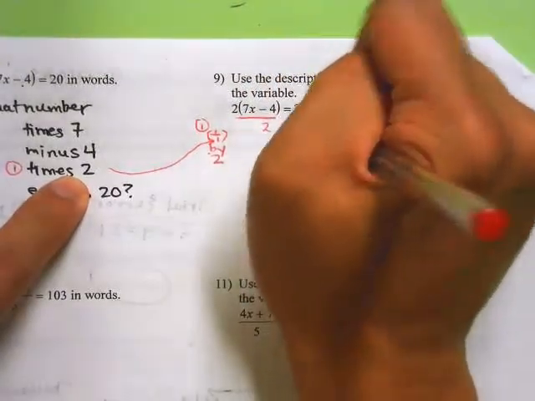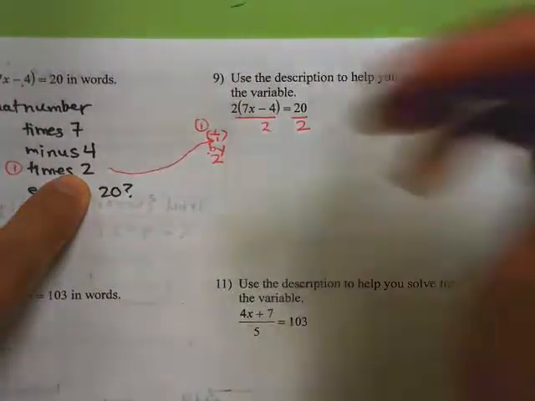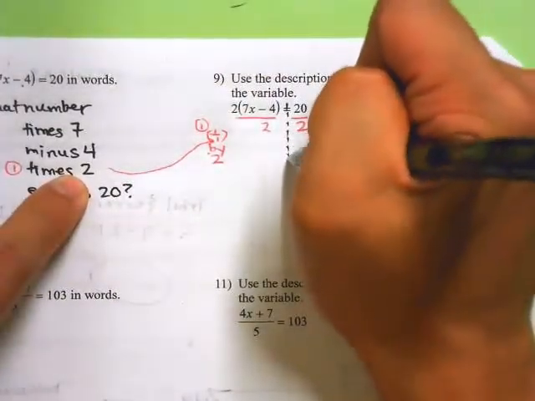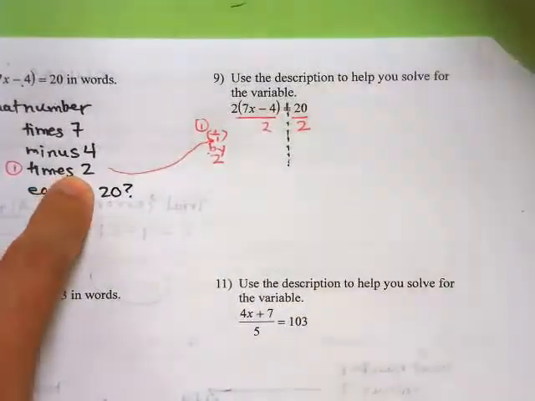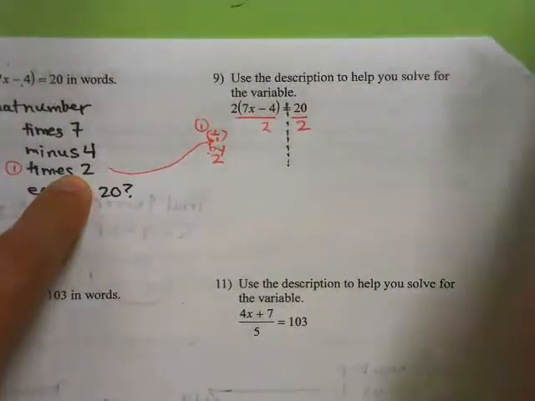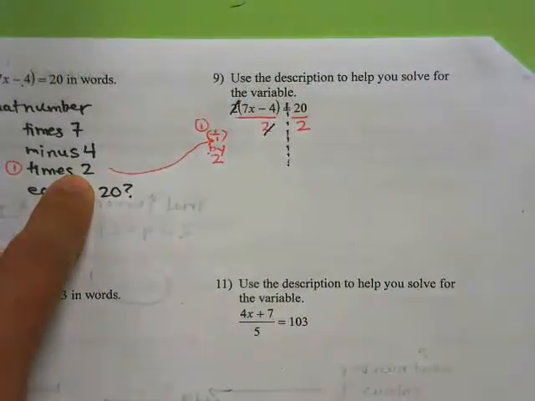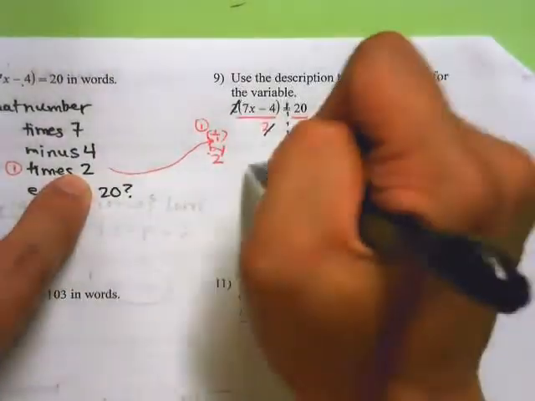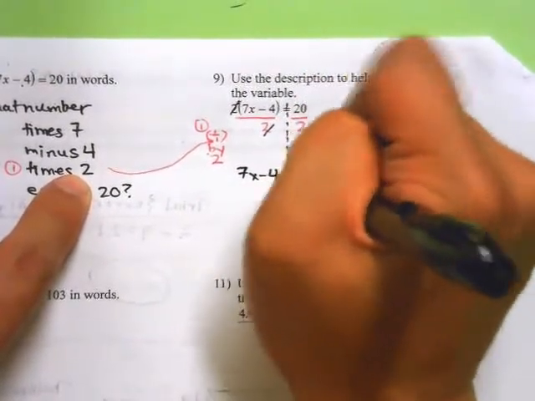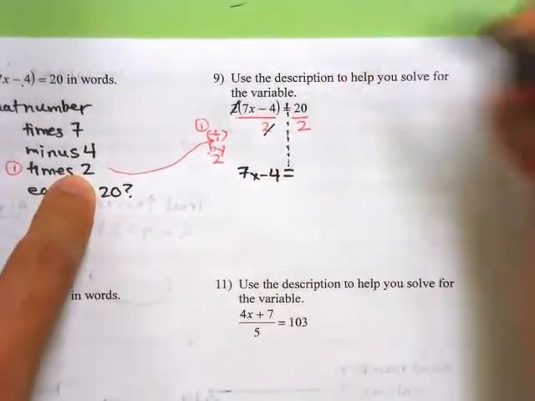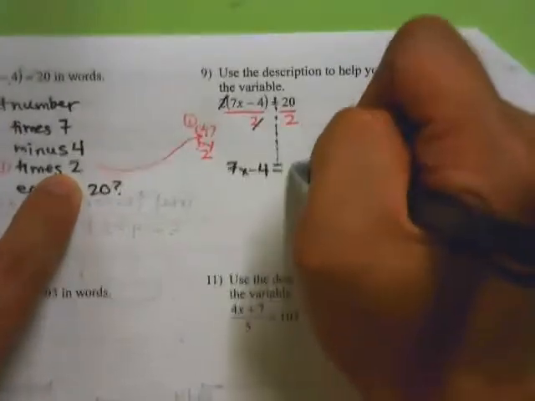Divide by 2, divide by 2. I know some of you guys are used to distributing, but you can do it this way as well. The times 2 and the divide by 2 undo each other, so that's gone. Now you're left with 7x minus 4 on the left side only. And we just got to do the right side. 20 divided by 2 is 10.